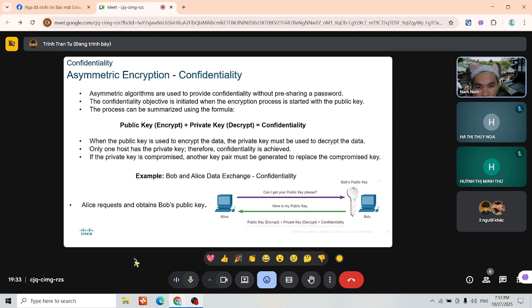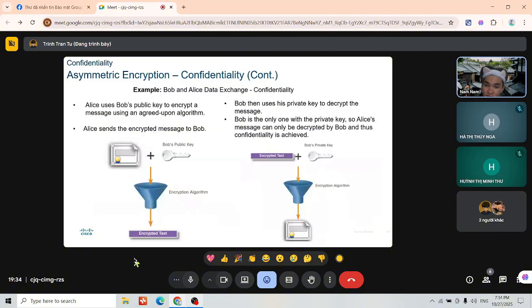Example: Bob and Alice exchange data confidentially. Alice requests Bob's public key. Alice uses Bob's public key to encrypt the message using an agreed upon algorithm. Alice sends the encrypted message to Bob, who then uses his private key to read the message. Bob is the only one who can decrypt the message, and thus confidentiality is achieved.